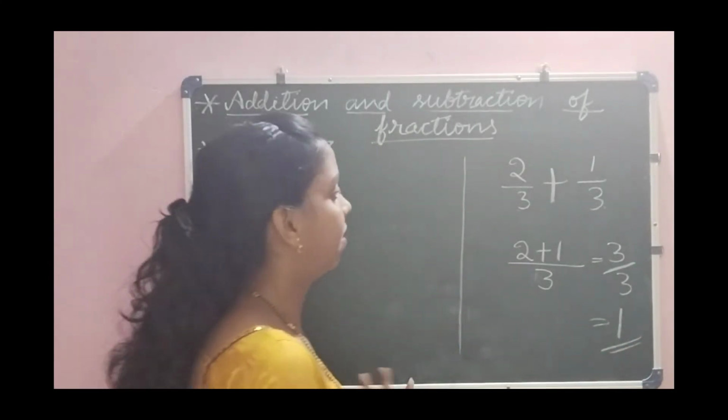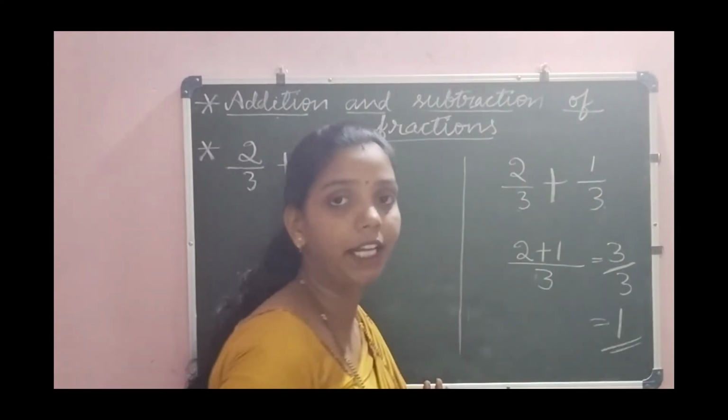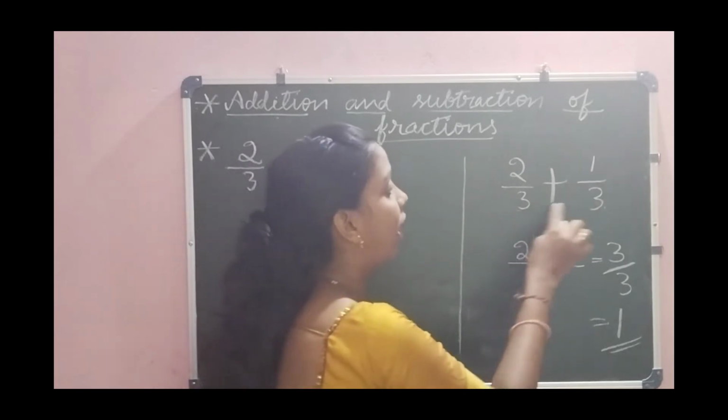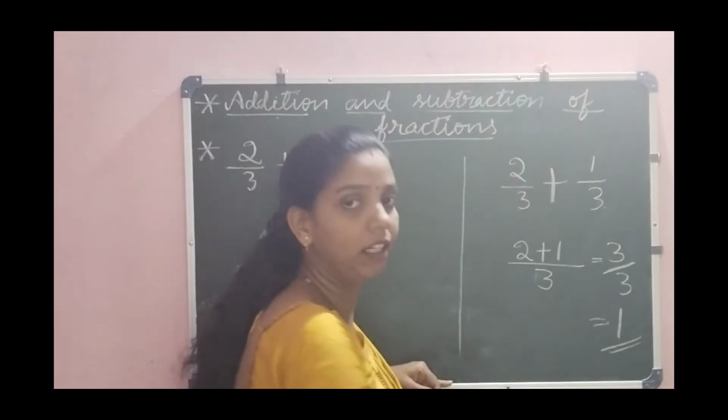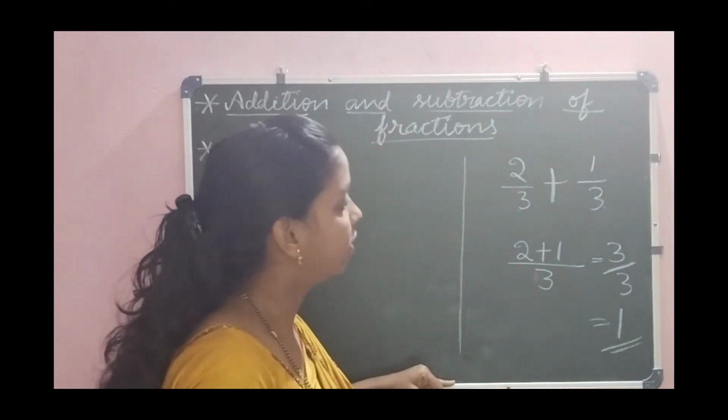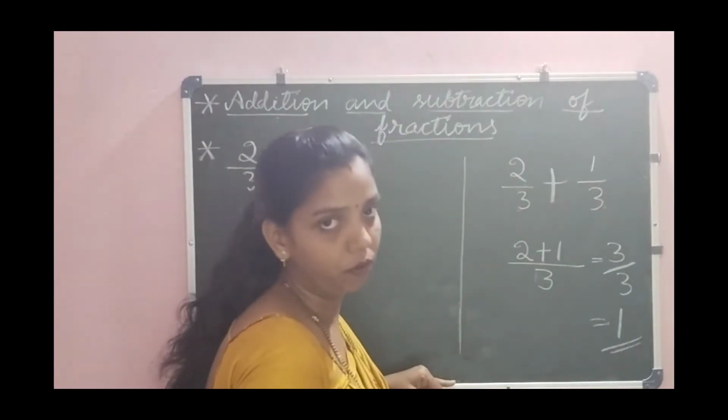Addition is simple when you have like fractions. Like fractions means denominators are the same. So when you have the same denominator, you write that denominator, and add the numerators, 2 plus 1 is equal to 3 by 3, which is equal to 1.